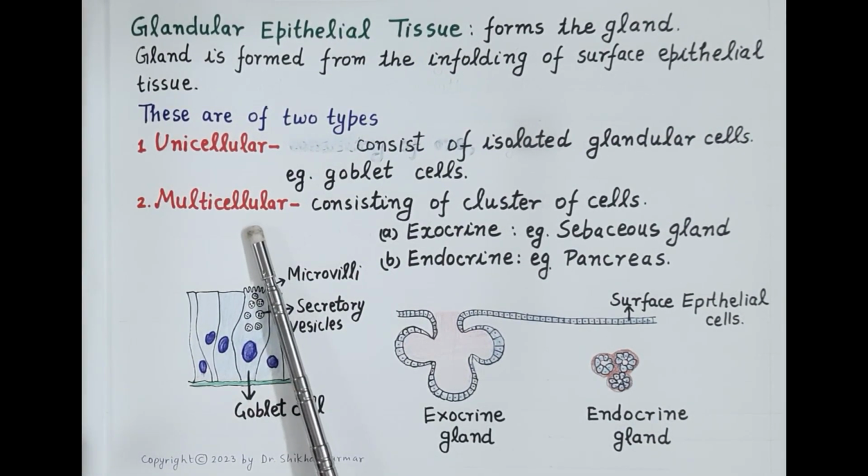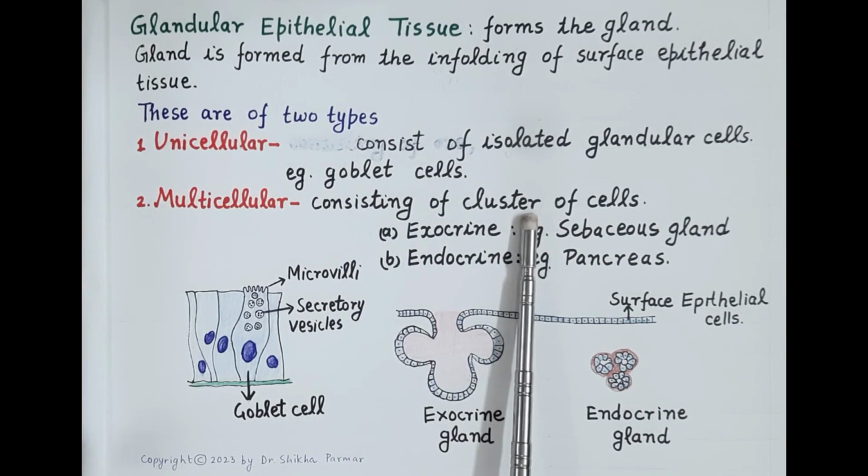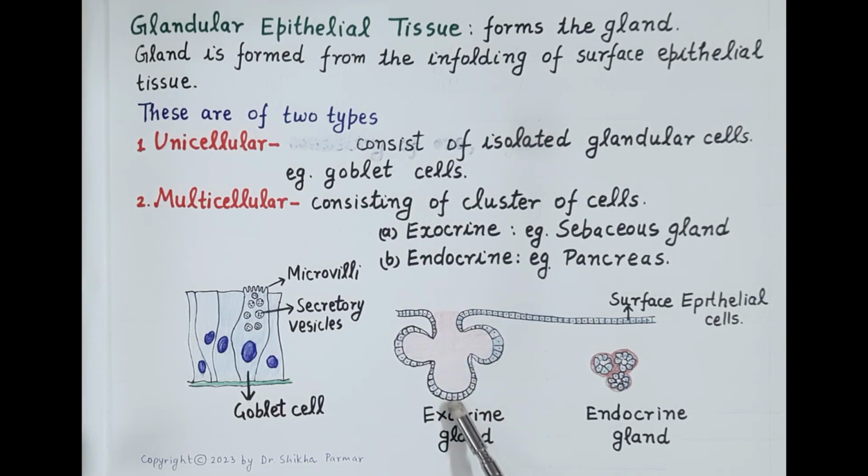Now, multicellular glands are made up of clusters of cells. As already discussed, these are formed by the infolding of surface epithelium. Now, these glands can be exocrine glands or endocrine glands. Now, as you can see here in this exocrine gland, this is the duct. So, let's say the exocrine gland is a sebaceous gland that secretes the oil. So, the oil is released by the gland and it reaches the duct, and from the duct it moves to the surface. So, the gland remains in contact with the surface epithelial cells.